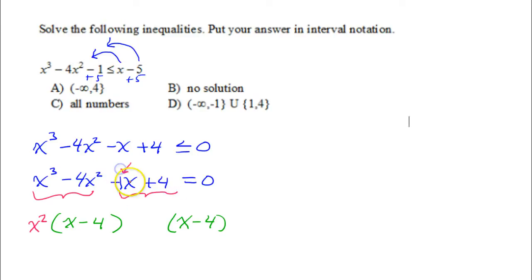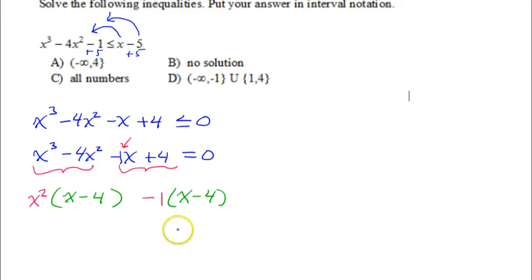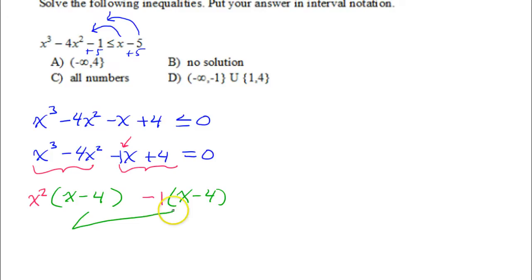Remember this negative 1? I'm going to go ahead and pull that negative 1 out. Now, with the parentheses, imagine doing the distributive property. Negative 1 times x, that would be this negative 1x. Now, negative 1 times negative 4 would be positive 4. So this is equivalent to what we had. Since the x minus 4 is a common factor, I can pull that common factor out front, and then that's going to leave behind the pink part, x squared minus 1.